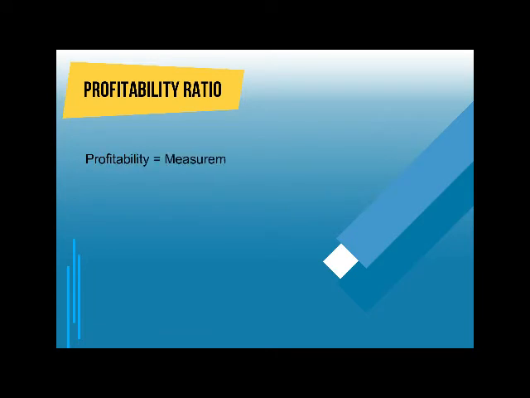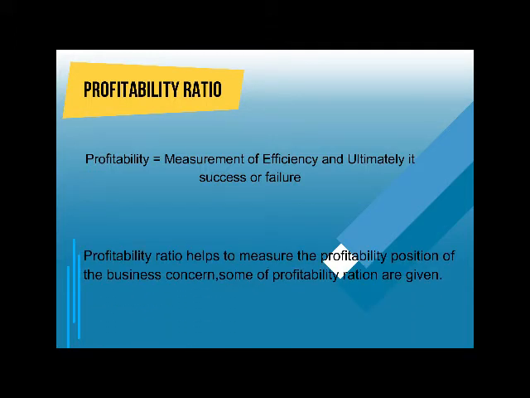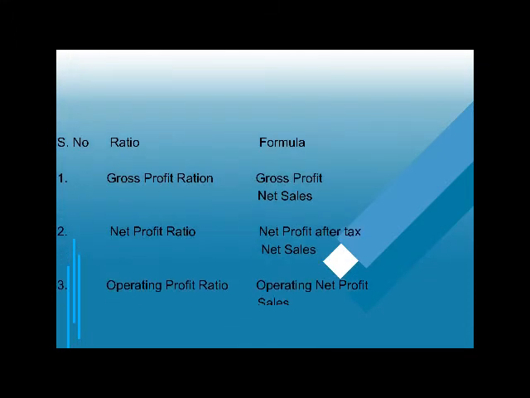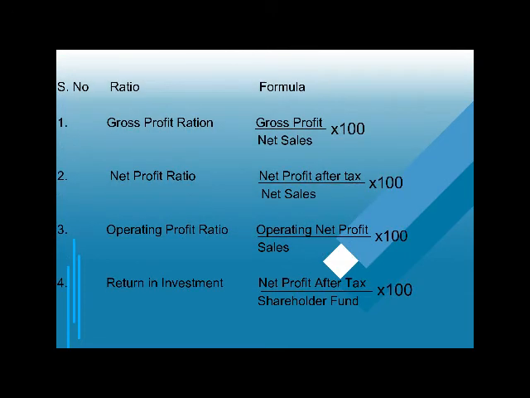Profitability ratio, ibig sabihin po, profitability means measurement of efficiency and ultimately its success or failure. Profitability ratios help to measure the profitability position of a business concern. Some of the major profitability ratios are given below.